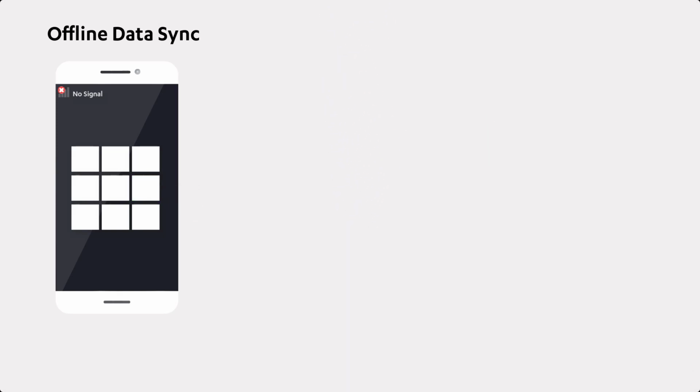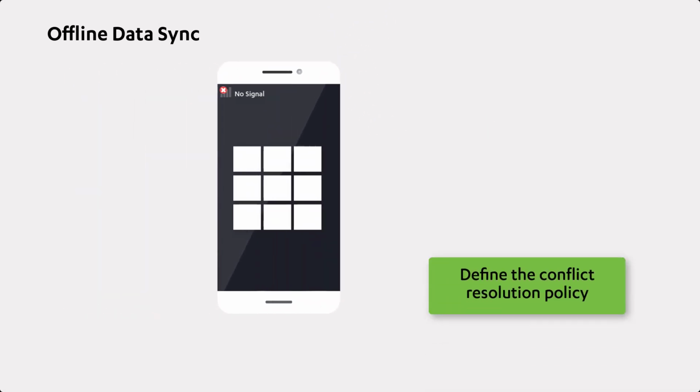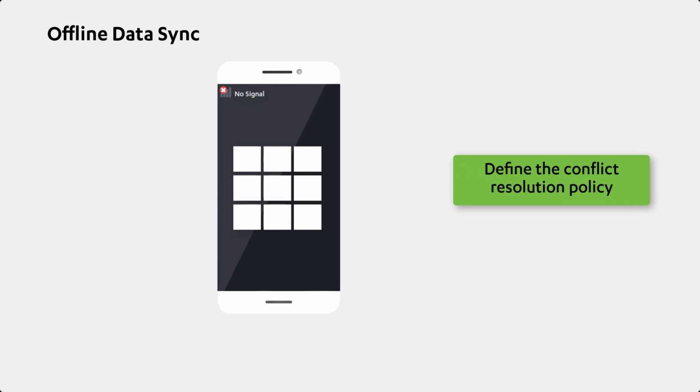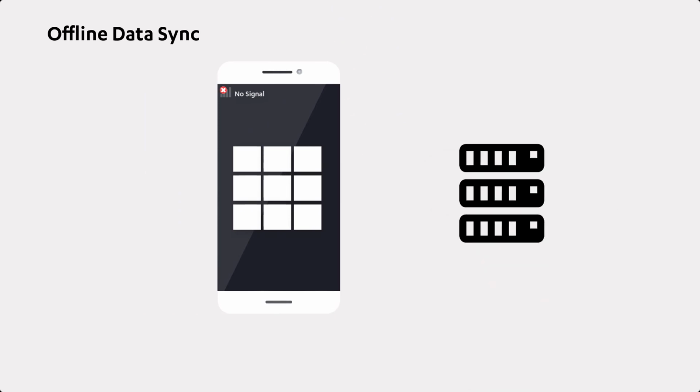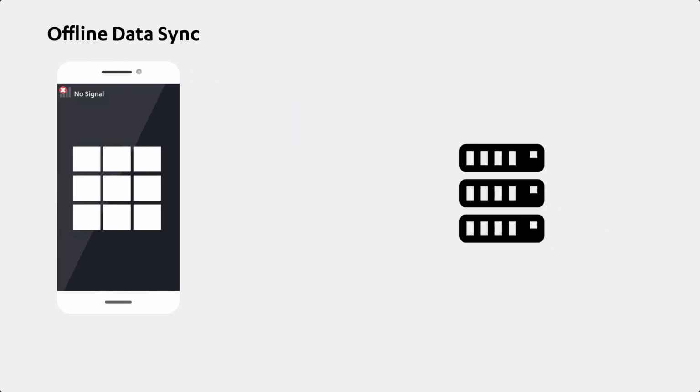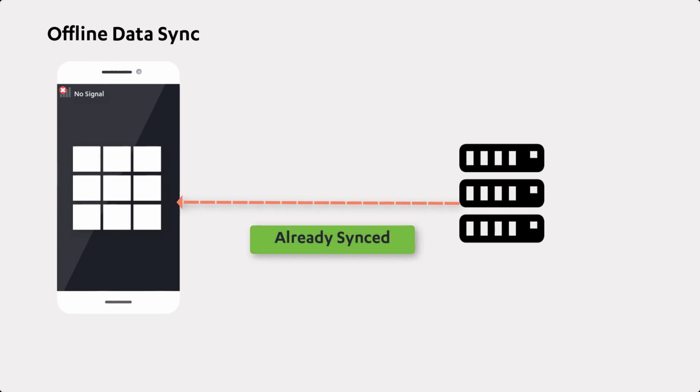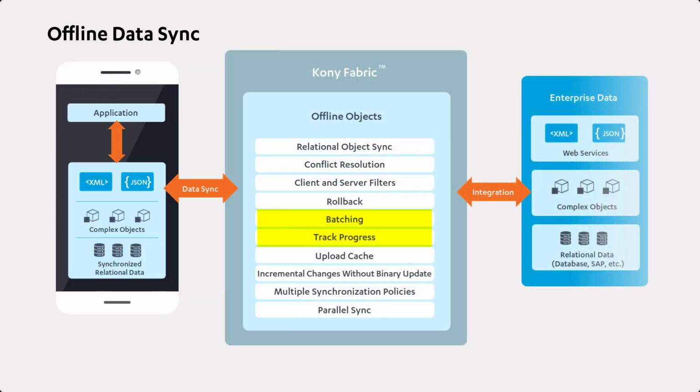In case of any conflicts between the client and server updates, you can define the conflict resolution policy. The server maintains an upload cache for 24 hours. So, if the app sends the same data again, then the server informs that the data is already synced. Offline objects also support batching and progress tracking. You can also invoke APIs to pause and resume the sync.